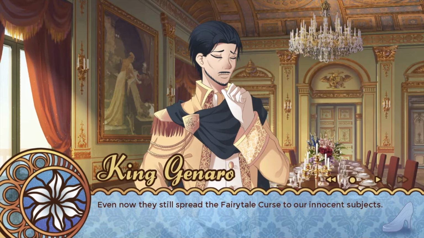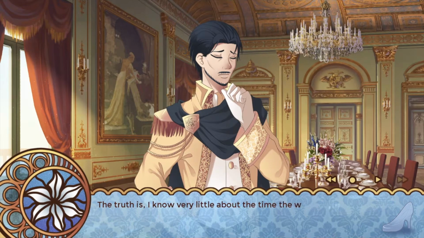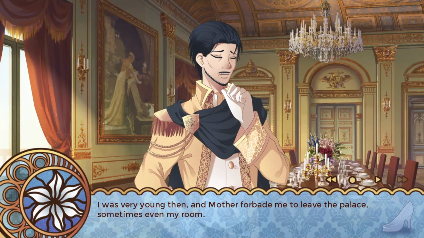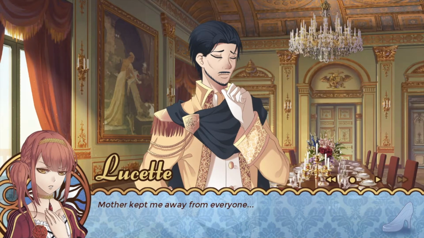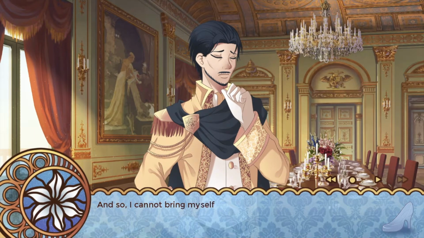Even now, they still spread the fairy tale curse to our innocent subjects. The truth is, I know very little about the time the witches had free reign over Angia. I was very young then, and Mother forbade me to leave this palace. Sometimes even my room. I know nothing of the people's supposed pain and suffering. Mother kept me away from everyone. And so I cannot bring myself to care.